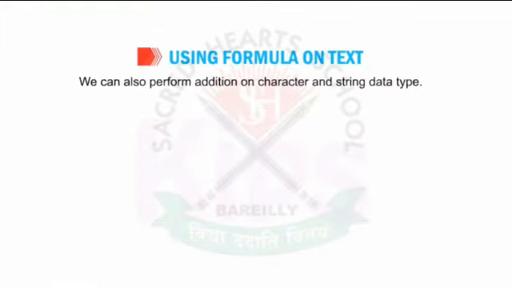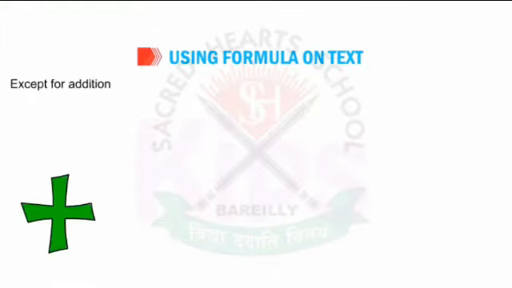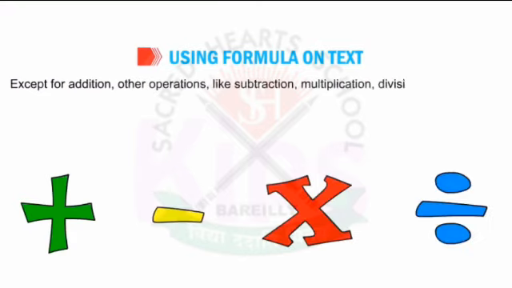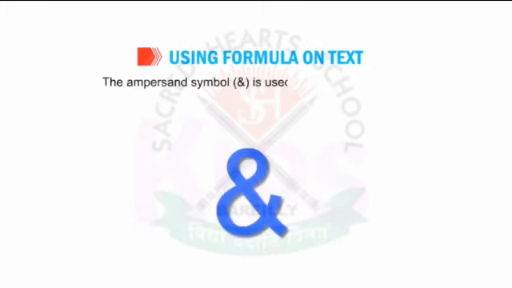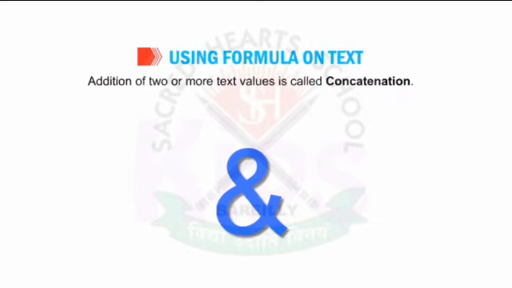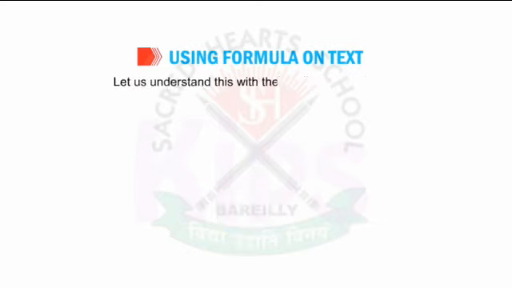Character and string data type. Except for addition, other operations like subtraction, multiplication, division, etc. are not allowed on the string data type. The ampersand symbol is used to perform addition. Addition of two or more text values is called concatenation. Let us understand this with the help of an example.